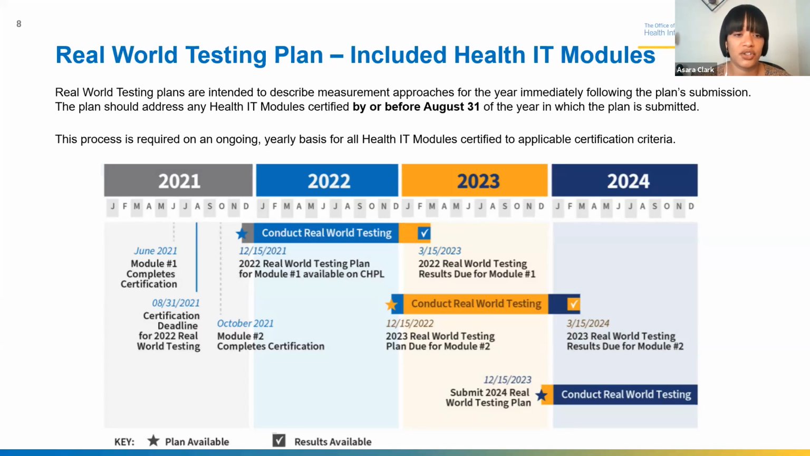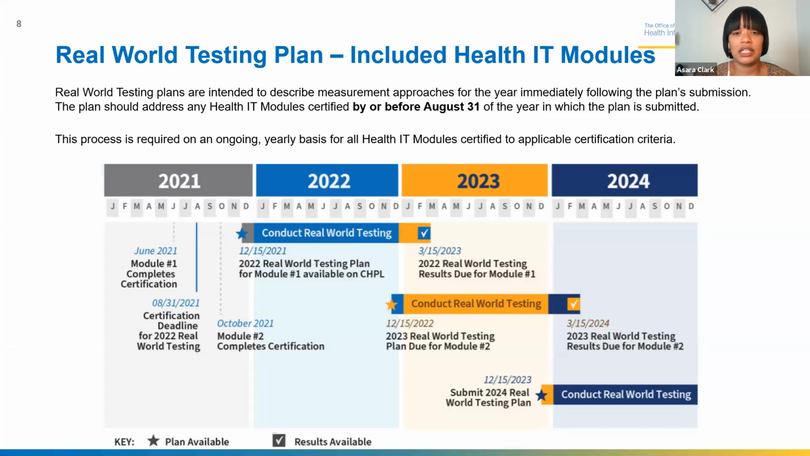Module number 1 completes certification in June of 2021. That's before the August 31st, 2021 certification deadline for 2022 real-world testing. Module number 2 completes certification in October of 2021, which falls after the certification deadline of August 31st for 2022 real-world testing. Now, you're going to include in your 2022 real-world testing plan module number 1 in this particular example. That plan is going to be due to be made publicly available on Chapel no later than December 15th, 2021, and that's where you'll address module number 1, real-world testing.